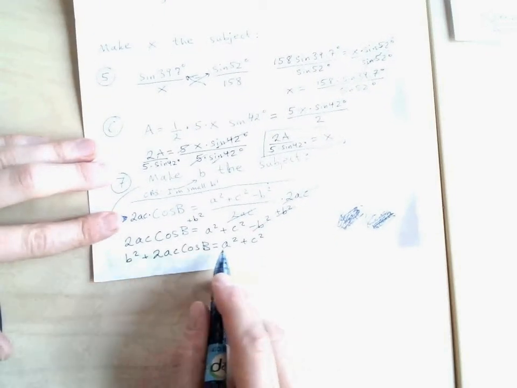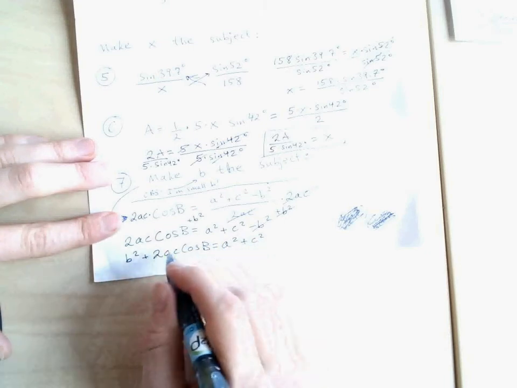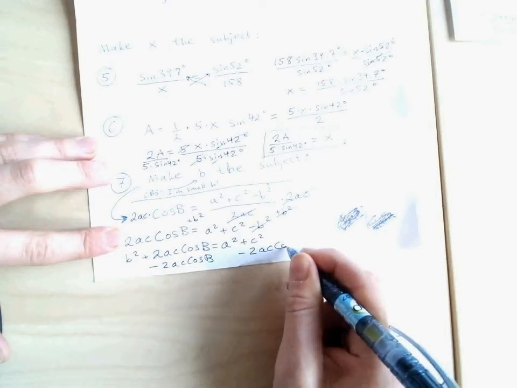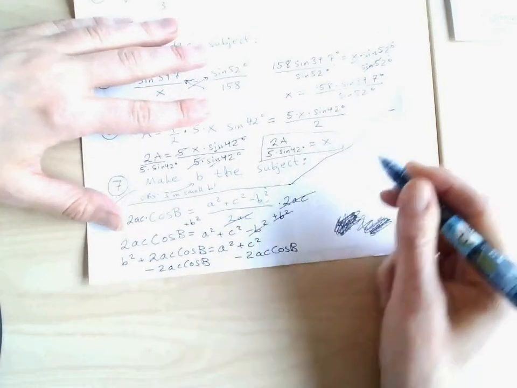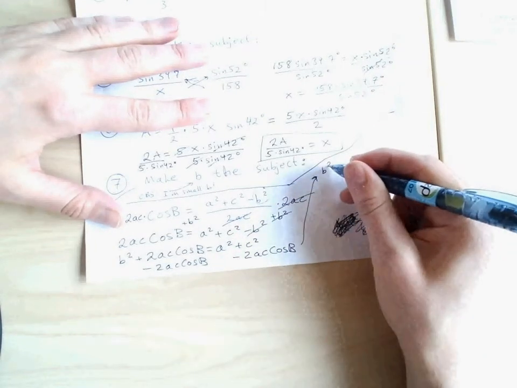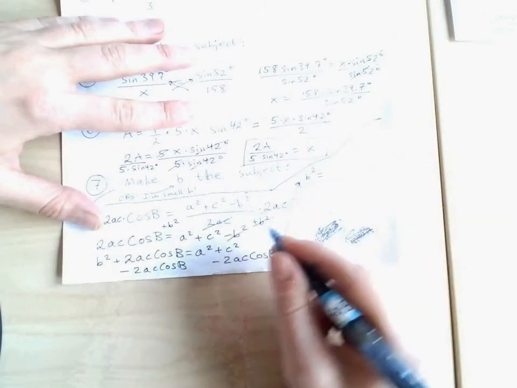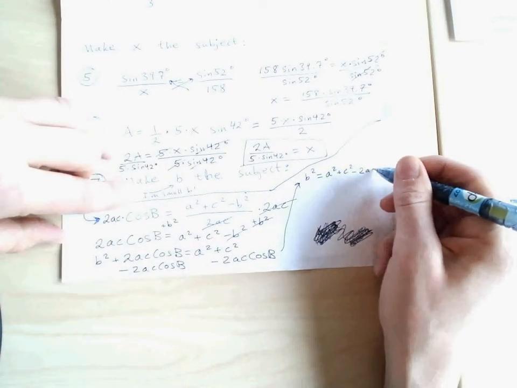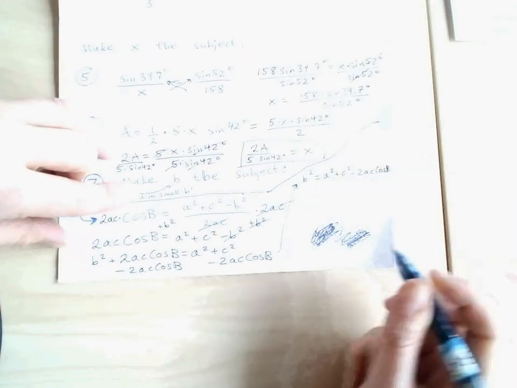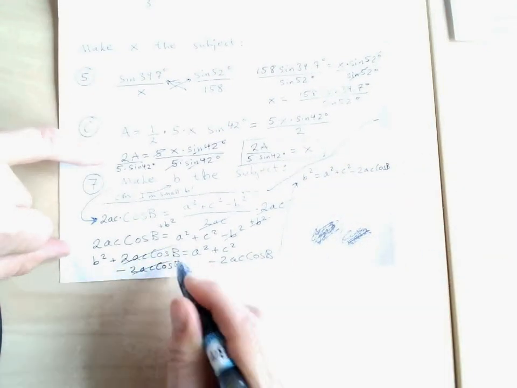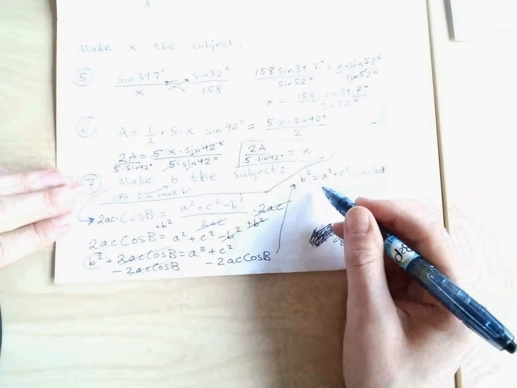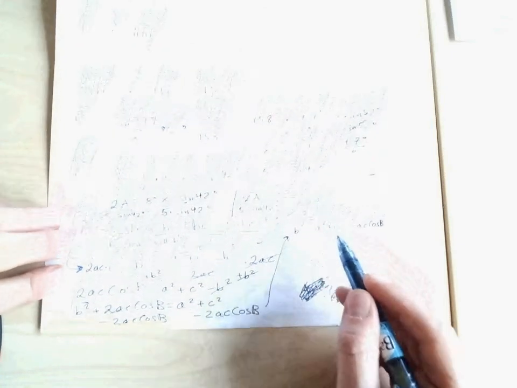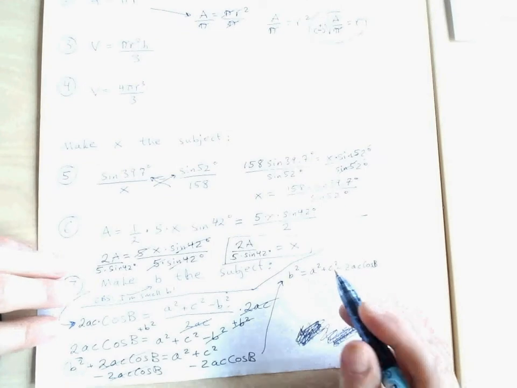We want b squared alone. Here we don't have any b's in these two, so we can take minus 2ac cos b on both sides. And if I continue up here, now we get b squared equals, first we had a squared plus c squared, and then minus 2ac cos b. Here, of course, these cancel out, so that's why you only have b squared left on this side. Finally, what we must not forget is that we wanted b alone, not b squared.